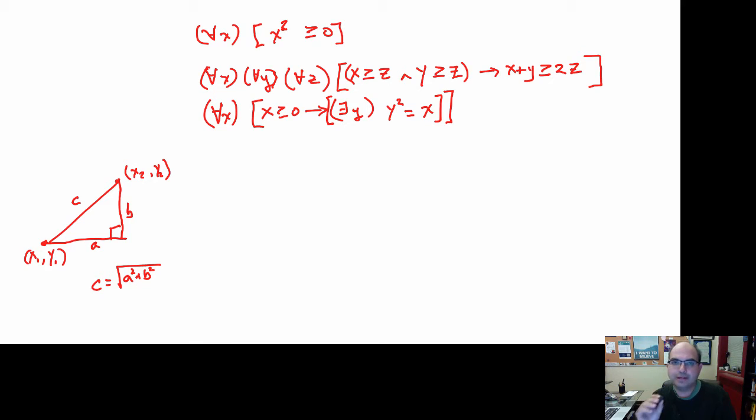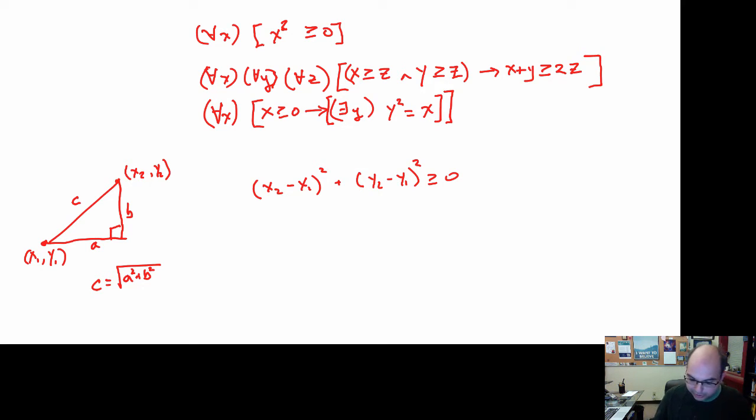Now, the problem is that I can't quite use square root until I know that a squared plus b squared is greater than or equal to 0. So I may have a term like this. I may have a term that is (x2 minus x1) squared plus (y2 minus y1) squared. I want to show that this is greater than or equal to 0. Okay, so that's what I would like to show. And the way that we'll do that is as follows.